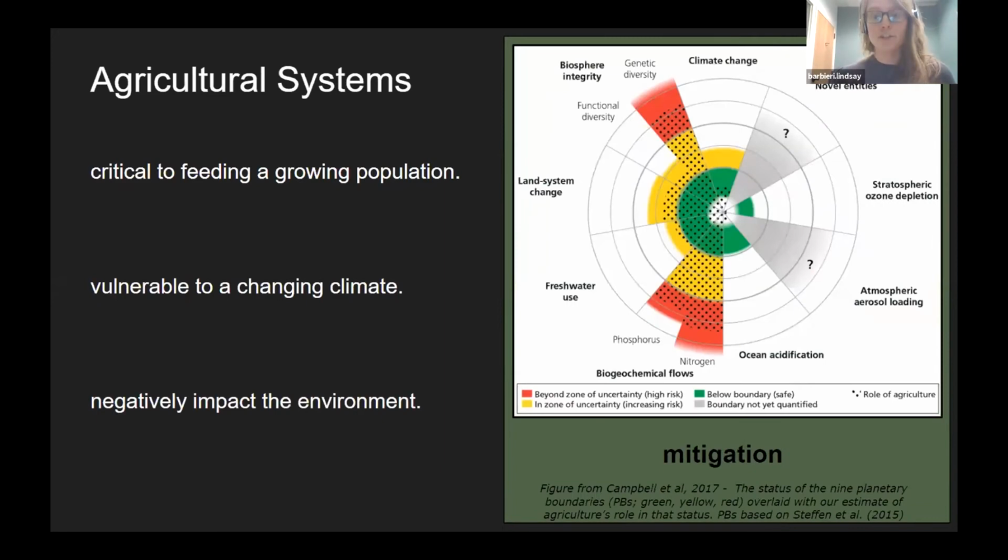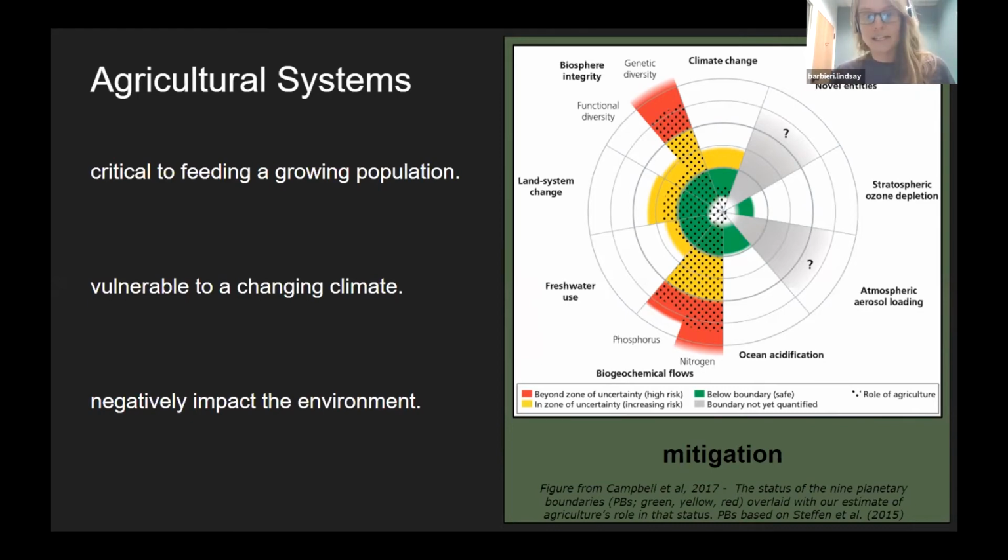And then the third dimension is mitigation, because agricultural systems also negatively impact the environment in a variety of ways, contributing to climate change, biodiversity loss, alterations of geochemical flows. This is just a little graph showing agricultural contributions to pushing on these planetary boundaries. This is just another framework that I think a lot about in my research.